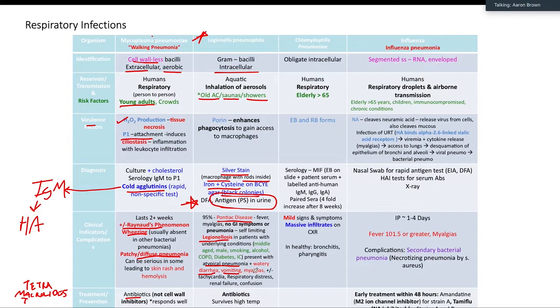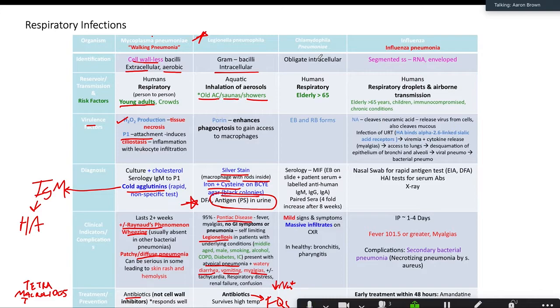The other thing you're going to look for is low sodium, hyponatremia. For whatever reason, Legionella causes a loss of sodium at the level of the kidneys. Very bizarre, I know. And so that's something that they may ask you about. Great. Antibiotics are helpful here. We're going to use fluoroquinolones.